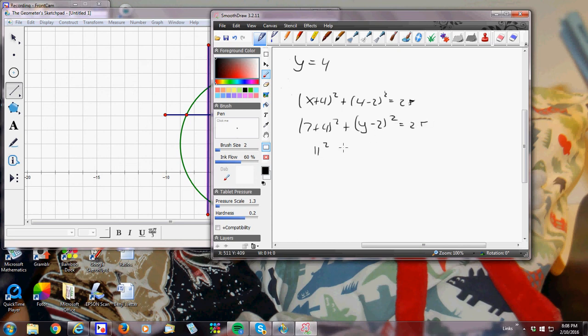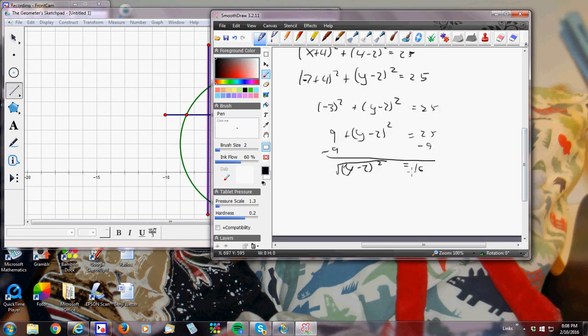Okay, 11 squared. Well, I'm sorry, it was negative 7, so it won't be 11 squared. It would have been negative 3 squared plus y minus 2 squared equals 25. So I get 9 plus y minus 2 squared equals 25. I subtract 9. You get y minus 2 quantity squared equals 16. But now, once again, if I take the square root of both sides, this is going to become plus or minus. I get y minus 2 equals plus or minus 4.